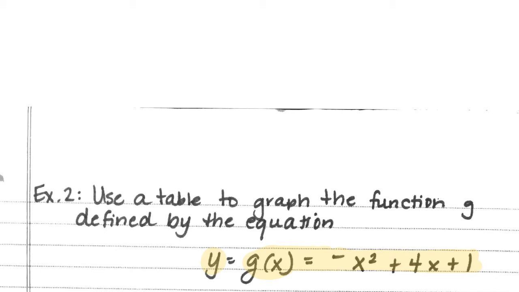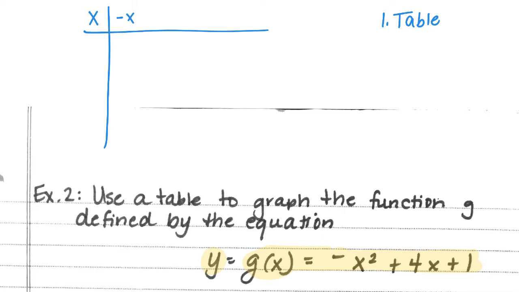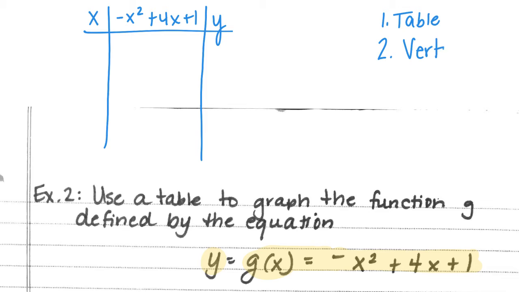All right, so remember the first thing we're going to do is make a table. So I'm going to make a table using x, and I know I'm going to plug it into negative x squared plus 4x plus 1, and I am going to find all the y's. Now, to make my life easier, I'm going to use that table with number 2 by finding the vertex.